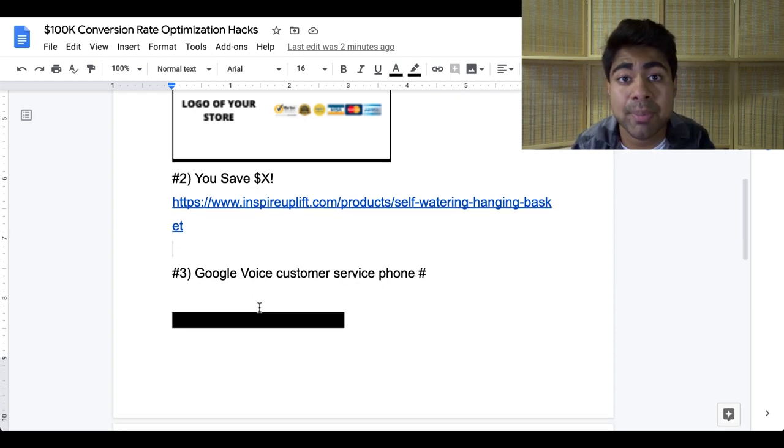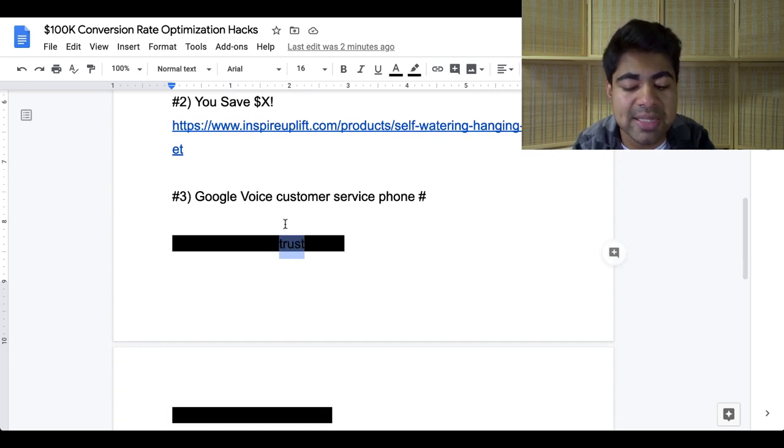But this definitely could improve your conversion rate significantly, and it doesn't matter whether you use Facebook ads or Google ads. Definitely recommend that you try this out for your own store. But let's move on to hack number 4, and that is having a specific trust badge on the cart page.